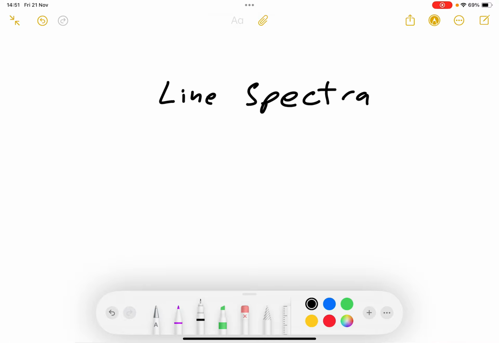Thought I'll try a different way of doing it, partly because I haven't got any way of holding my phone at home. So, line spectra, quite a good topic for blurting. There's actually quite a lot to know. We'll start right at the beginning.